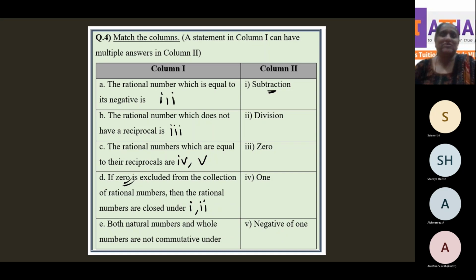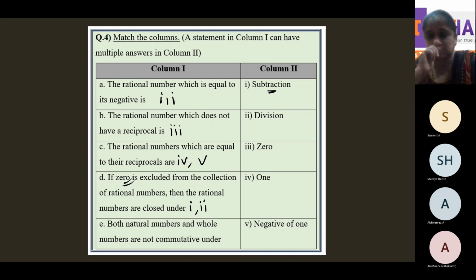Natural numbers and whole numbers are not commutative under subtraction. Commutative meaning A minus B and B minus A. If A minus B is A minus B and B minus A, you must get the same answer. Commutative means what? A minus B answer should be the same as B minus A answer. A by B answer should be the same as B by A answer.